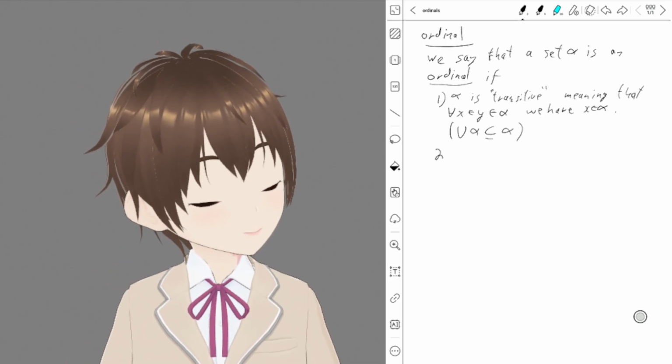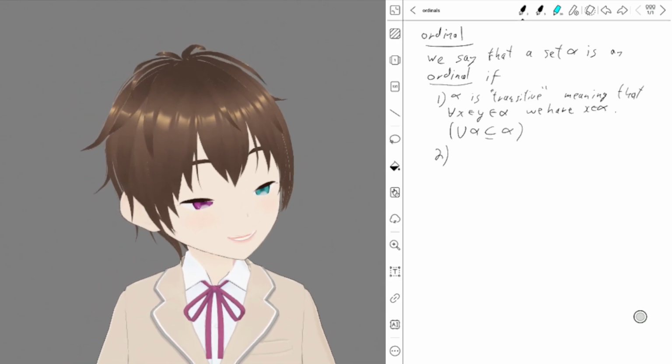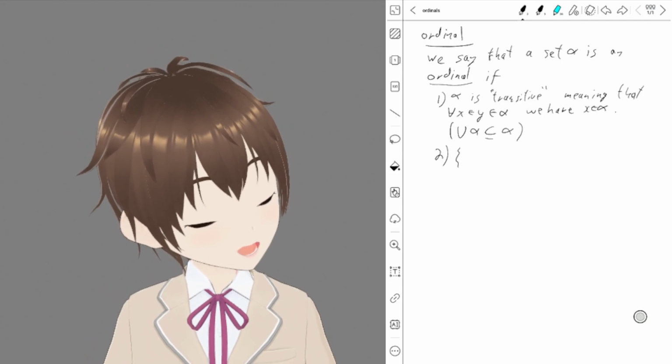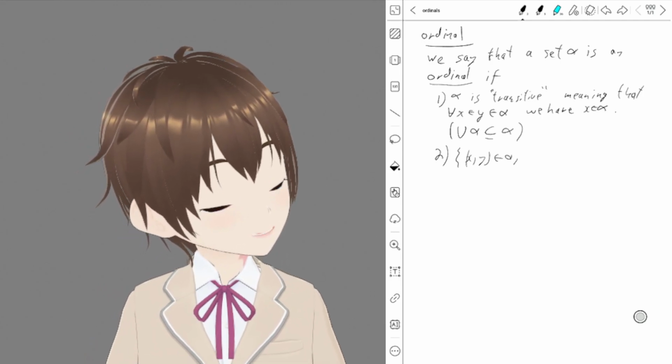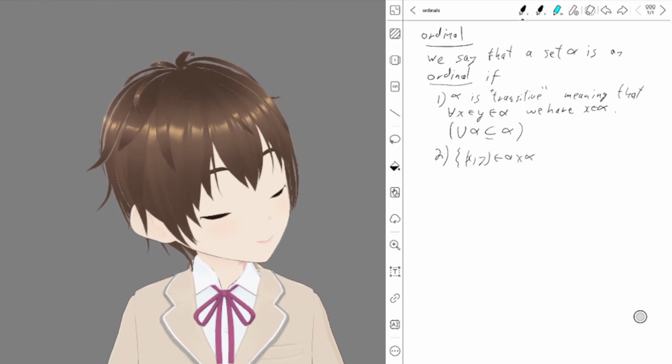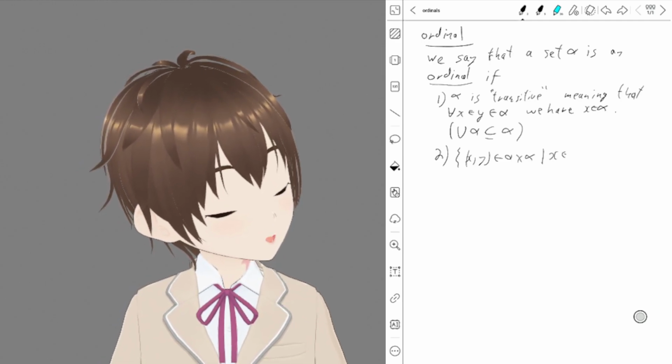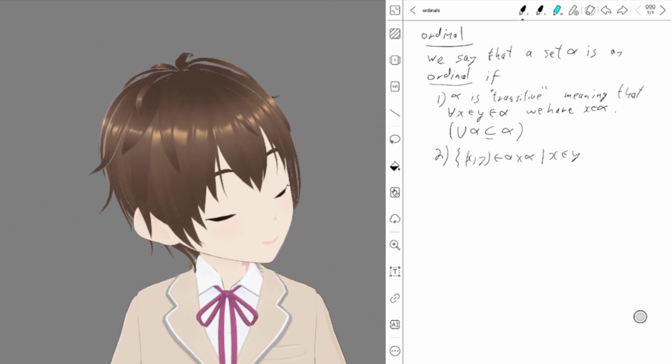And the second one is the one that makes it ordery. So we require that the set of pairs x, y in alpha times alpha, so this is the set of pairs of things in alpha such that x is an element of y, is a strict well order.